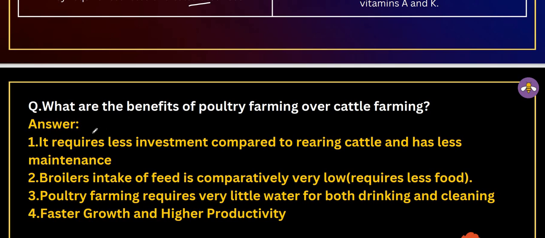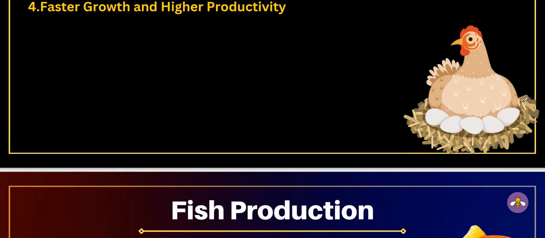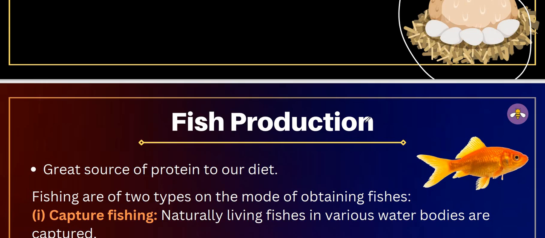What are the benefits of poultry farming over cattle farming? It requires less investment compared to rearing of cattle and has less maintenance. Broilers' intake of feed is comparatively very low, so it requires less food. Poultry farming requires very little water for both drinking and cleaning. Faster growth, higher productivity. So this is the chicken.